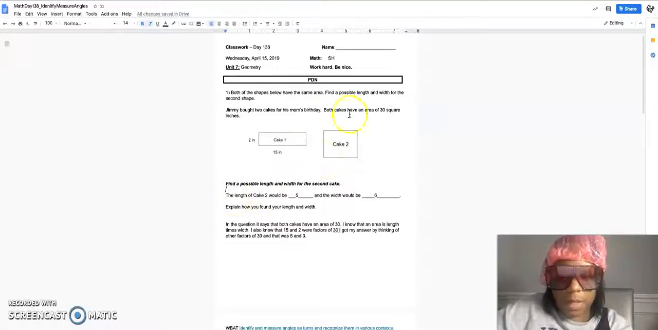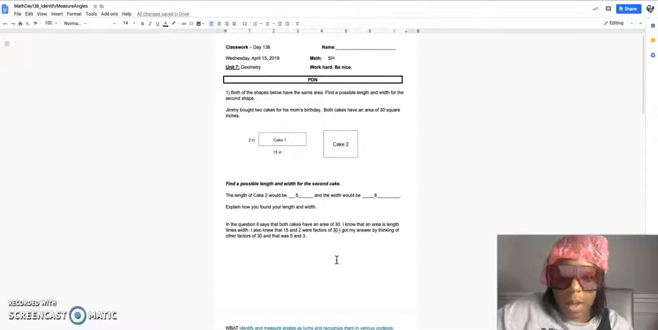Now, in order for us to find the length and the width for the other cake, I had to think back to some of the skills that we learned earlier in the school year. So, the length of the cake 2 would be 5 and the width would be 6. Now, the way that I can explain that is, in the question it told us that both cakes had an area of 30. So that's our known. We know that both cakes equal out to an area of 30. I know that an area is length times width.